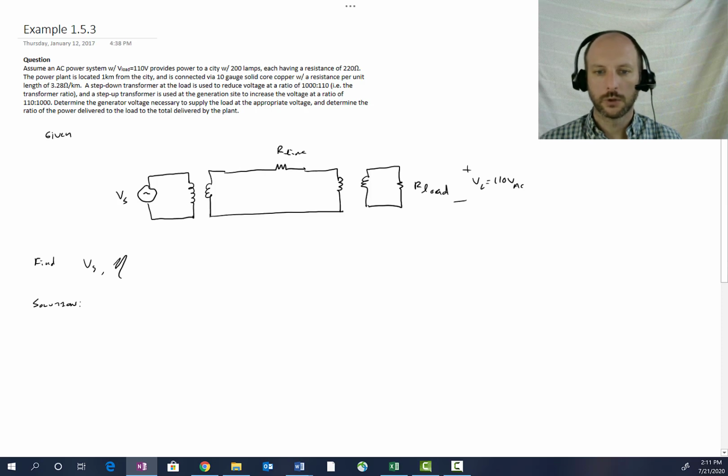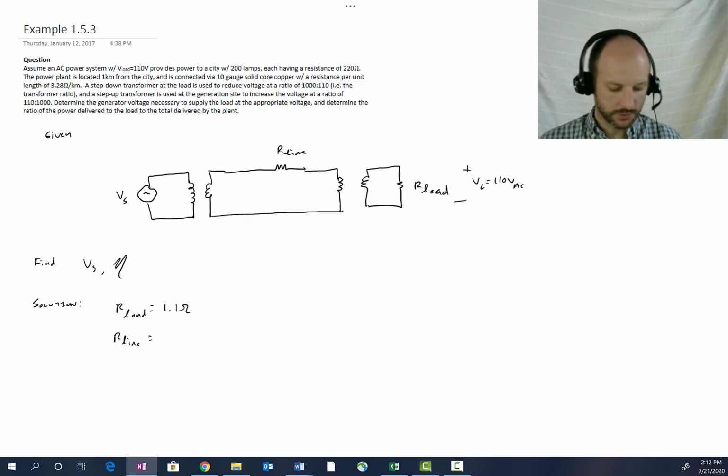We know that the load resistance, the parallel effect of all the different lamps, is 1.1 ohms, so we can just write that down. That was solved for in 1.5.2. And we know that the line resistance is 1 kilometer of 3.28 ohms per kilometer line, connecting to the load, and then the same connecting back, so our total line resistance is going to be 6.56 ohms. So that is what fills out our circuit model up there. I'm just bringing both those numbers over from example 1.5.3.